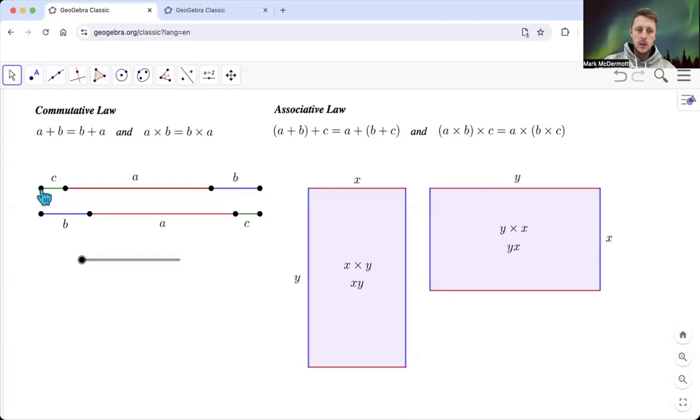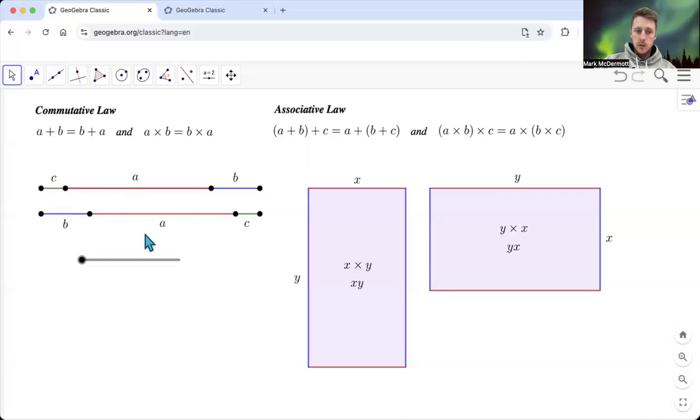So if we consider the line c, a, and b, by the commutative property, c plus a plus b is the same thing as b plus a plus c. Because the key is in the term commute. Commute means to move around. So those terms can move around and you don't lose the overall meaning. The meaning stays the same, right? Or the value or the result stays the same. So we can see that that's an example of the commutative law.